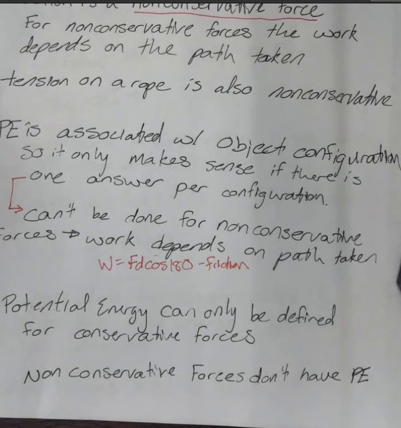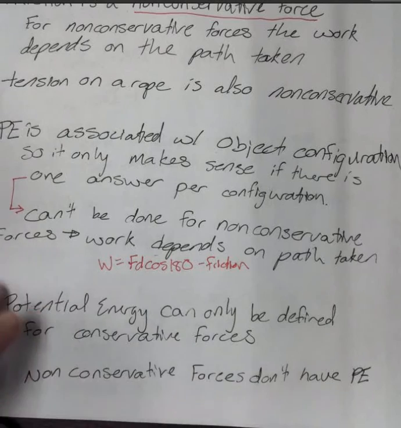So potential energy can only be defined for conservative forces. Only conservative forces have potential energy associated with them. Non-conservative forces don't have any potential energy, so that means that when it comes to friction, there's no potential energy due to friction because it depends on the path that's taken. So potential energy is out of the question.